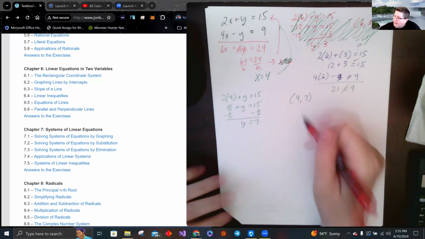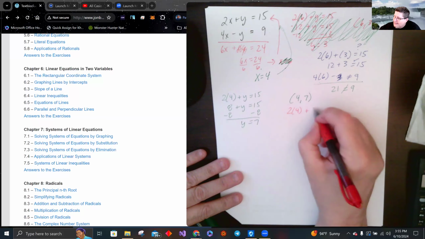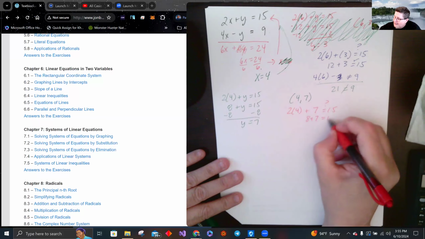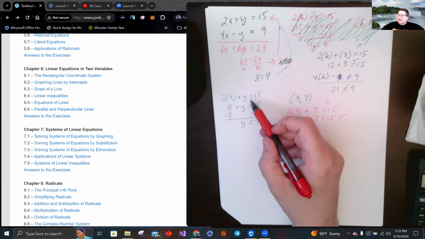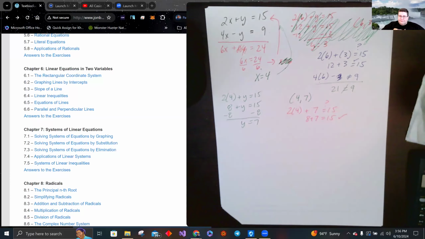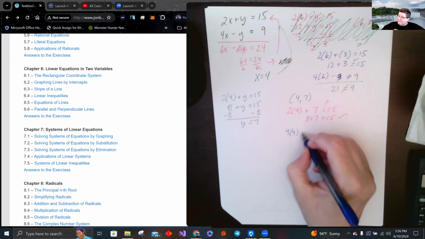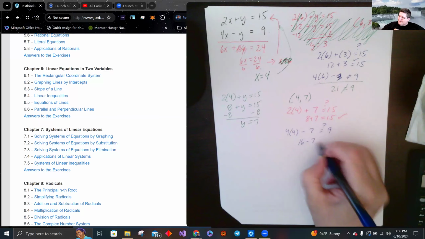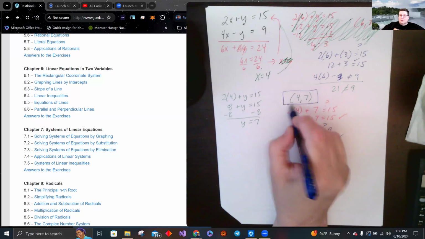Now I'll check my work. 2 times 4 plus 7, does that equal 15? I get 8 plus 7 equals 15. That works. It should always work in the one you just solved to get the last part in. I solved in that one, so this should work. And then I check the other one. 4 times 4 minus 7, does that equal 9? I get 16 minus 7 equals 9, and that's true also. So 4, 7 is correct.